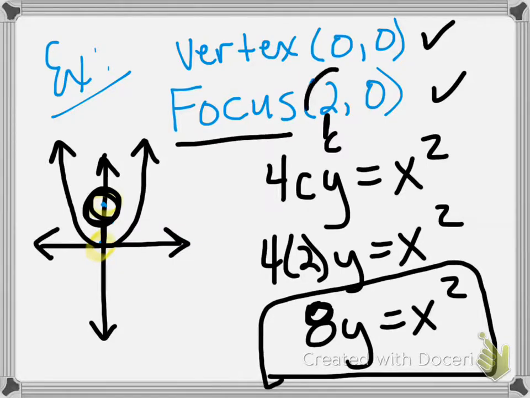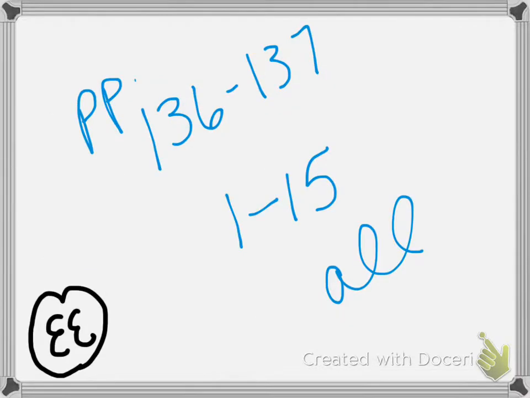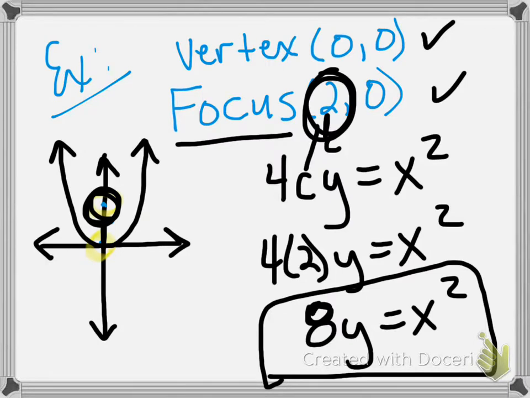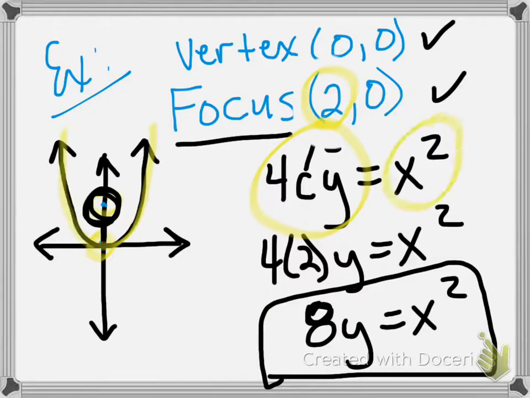So when you're given the focus, you're automatically given the c, and all you have to do is plug it in. I don't have another example of that, so let me say it one more time. If you know your vertex and you're given your focus, then whatever that value is right there will be your c to plug into your equation. And if it's going to be upward facing, it will be x squared. If it's downward facing, it will be x squared. If it goes to the right, it would be y squared. And if it goes to the left, it would be y squared.